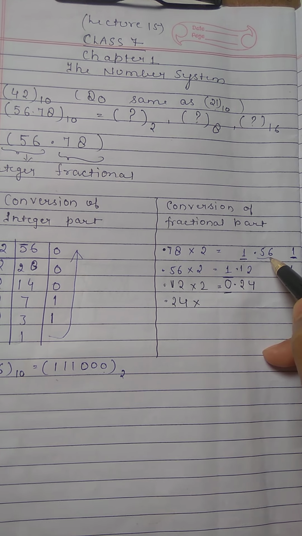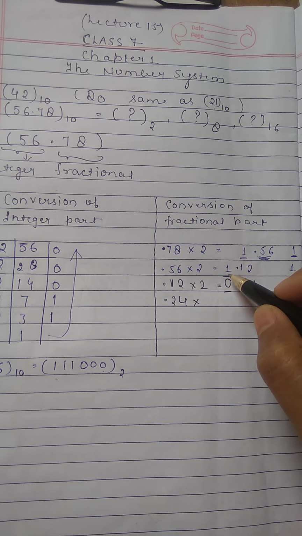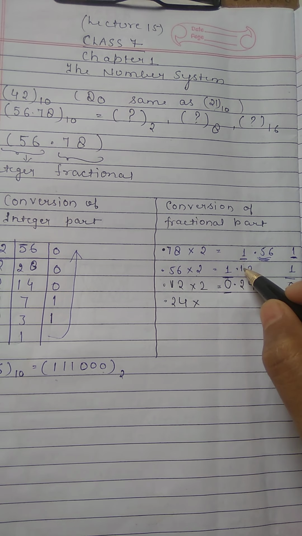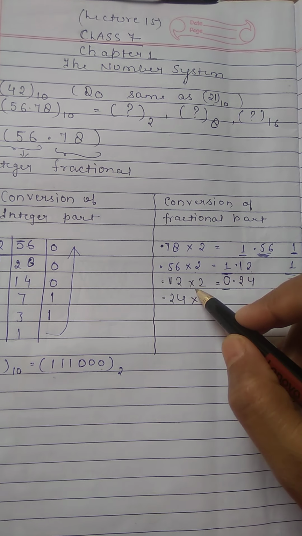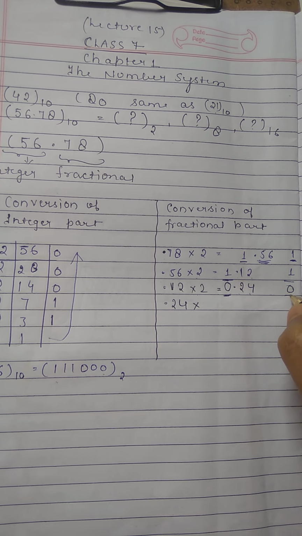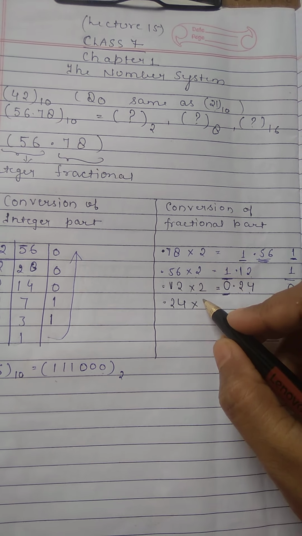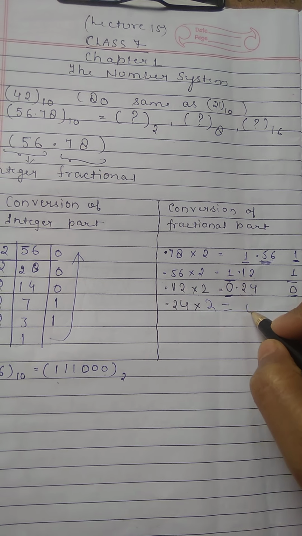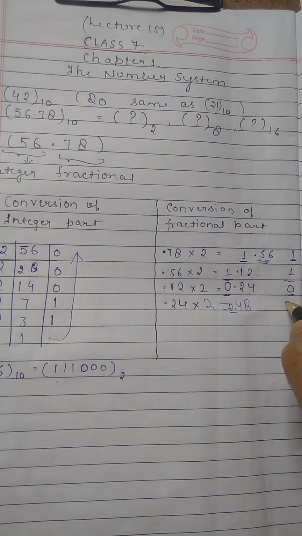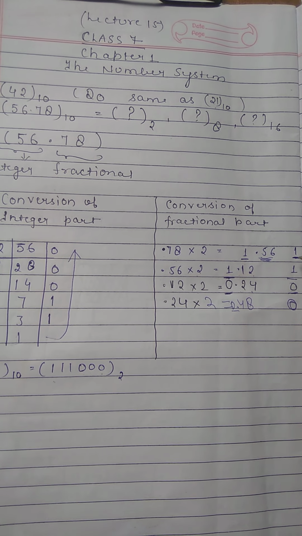Again take the fractional part and multiply it by 2, then you will get 1.12. So note down the integer part here and again multiply the fractional part by 2, you will get 0.24. Note down the integer part and again we will get 2.24, multiply it again, 2 4s are 8, 2 2s are 4.0. Note down the 0 here. So it will go long, so we will consider only the 4 digits.